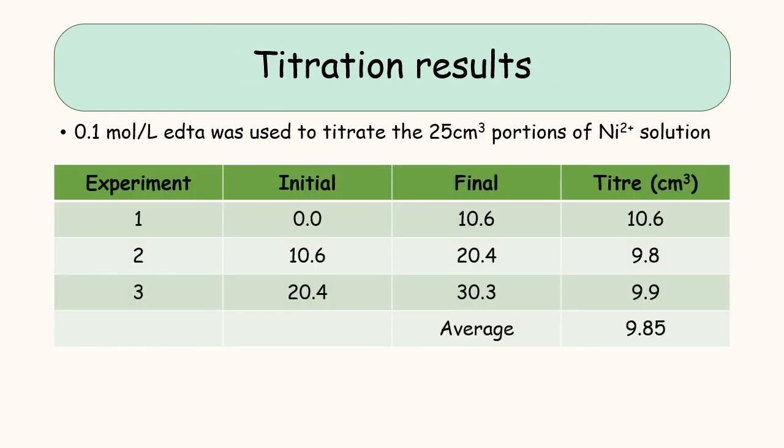Now, we made a 0.1 molar solution of EDTA to titrate against these 25 ml portions. We did 3 experiments. We take our average of our concordant results, which are experiments 2 and 3. That first experiment is a rough titration, and we get an average titre of 9.85 cm³. We can now do our calculations.